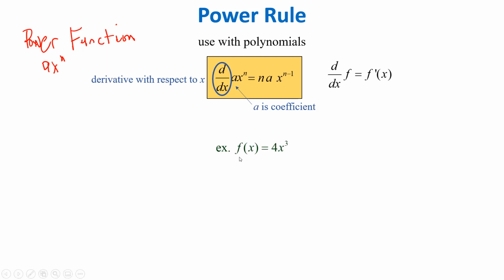For example, if f of x is, you can see this is in power function format, 4 times x cubed, then the derivative of 4x cubed, following the rule, bring the 3 in front, times 4, and then dropping this down a power, it would be x to the 3 minus 1. Then you'd simplify this. 3 times 4 is 12. 3 minus 1 is 2. So this becomes x squared.